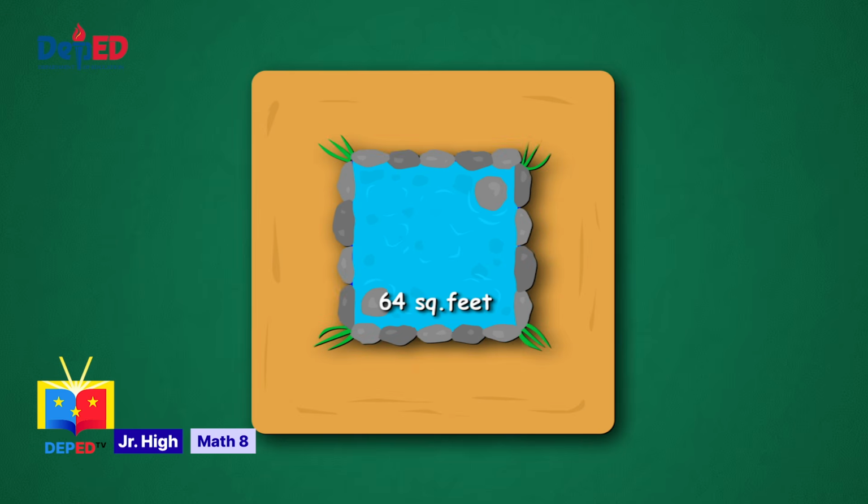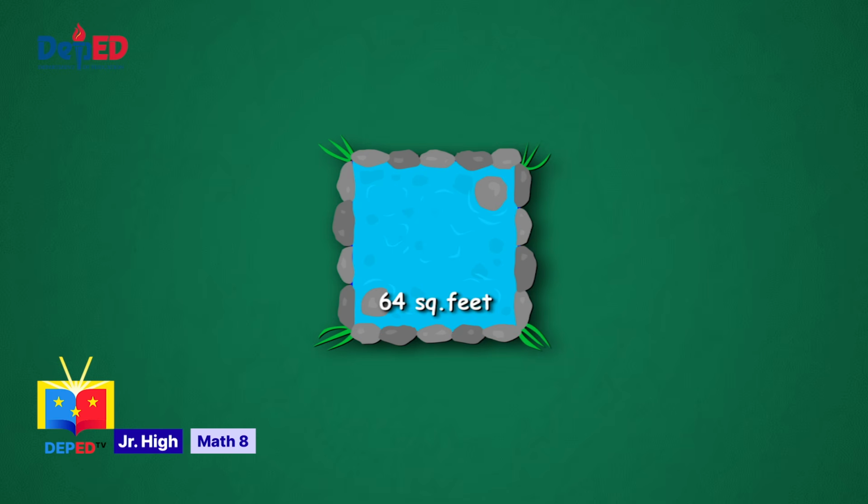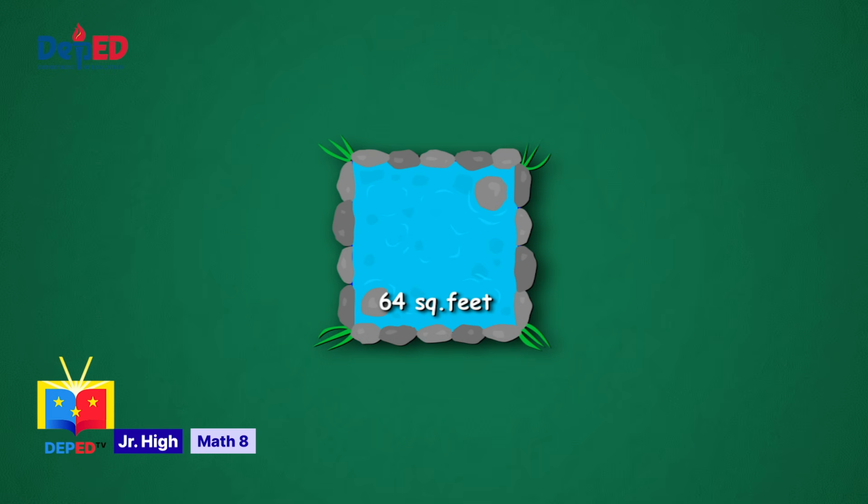What will the area of the walkway be if we want it to be 2.5 feet wide? We can visualize the problem like this. We have a square pond that has an area of 64 square feet. With that, how long is each side of the pond? Each side of the square pond measures 8 feet.